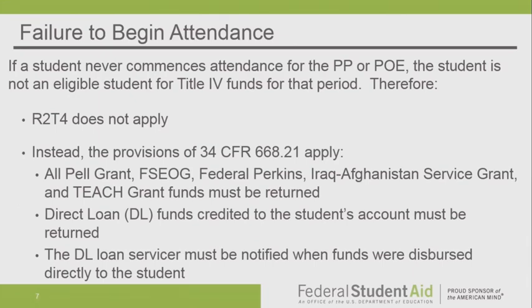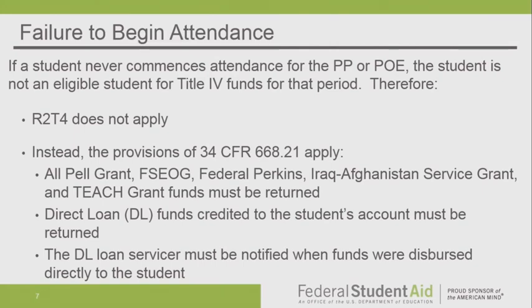So we actually only have one slide on this topic, but it's a really, really important one that I want to emphasize. This is when a student fails to begin attendance in a payment period or period of enrollment. In these cases, if you can't document that a student attended even one day of any class during a payment period, then that student was not eligible for Title IV aid for that payment period in any way. In that case, if Title IV aid was disbursed, and many institutions do disburse Title IV aid early, 10 days before the beginning of the period, then R2T4 does not apply.